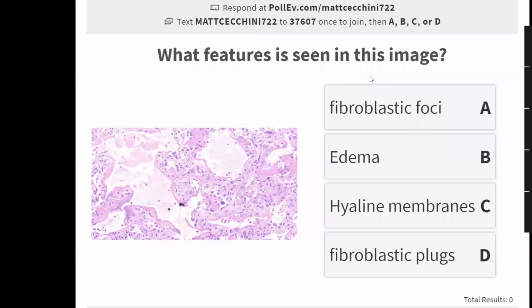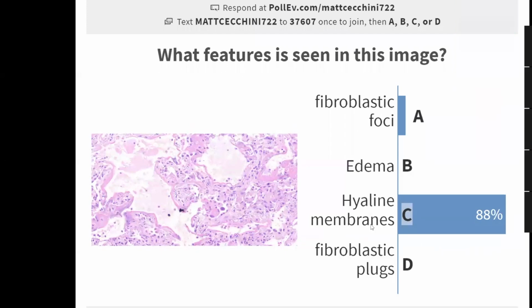Perfect. So the next question here is what features are we seeing here? How would you characterize it? I've alluded to them a few times as we've been going through it. These eosinophilic structures that are lining these alveolar spaces. What's the best name for these? Is it A, fibroblastic foci? B, edema? C, hyaline membranes? Or D, fibroblastic plugs?